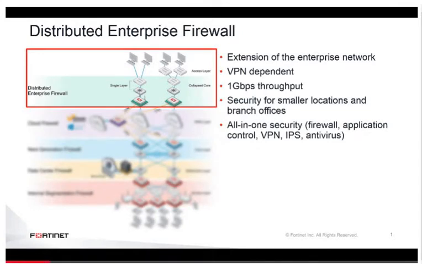DEFWs are usually smaller devices installed in branch offices and remote sites. Distributed enterprises usually don't follow a standardized enterprise network design, and therefore multiple layers are collapsed into one or two layers. They are connected to the corporate headquarters using a VPN. DEFWs are all-in-one security devices, doing firewall, application control, IPS, web filtering, and antivirus inspection.